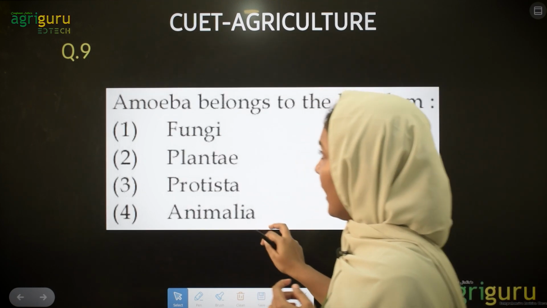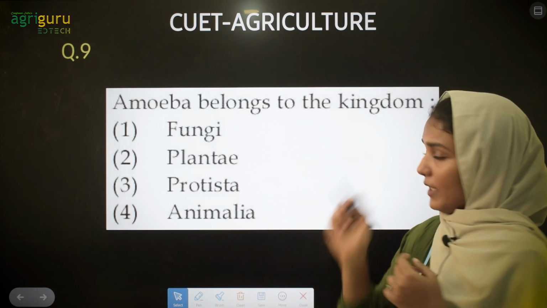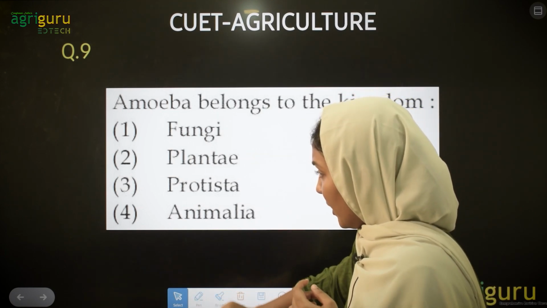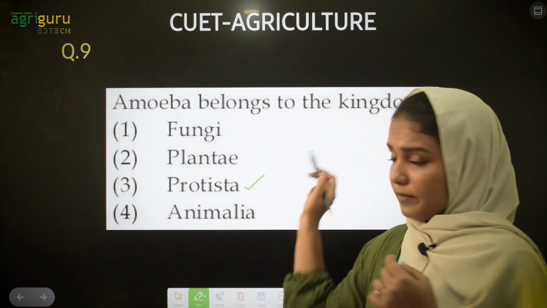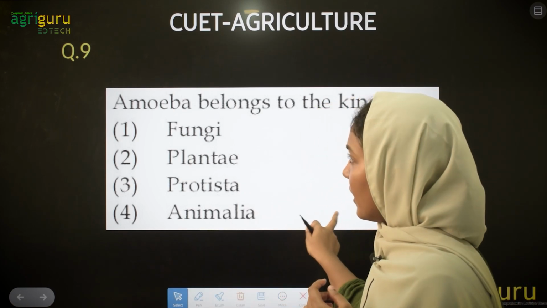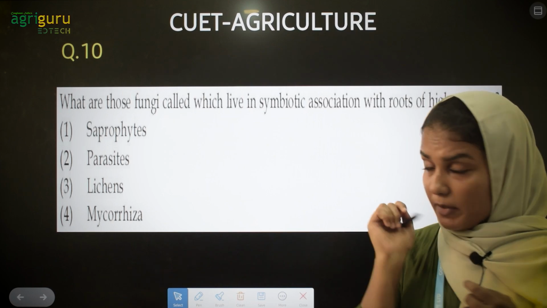Question number 9. Amoeba belongs to the kingdom. This is also from the NCERT. The answer is Protista, amoeba belongs to Protista. And let's move on to the next question, that is question number 10.